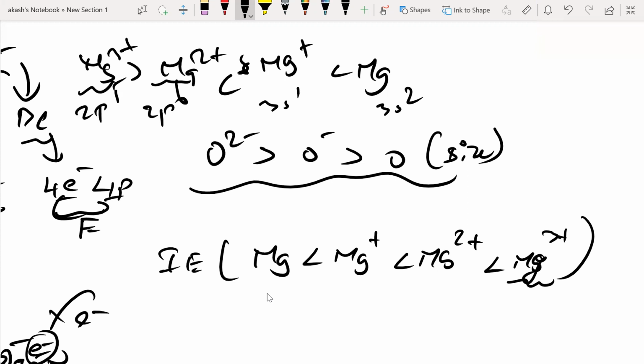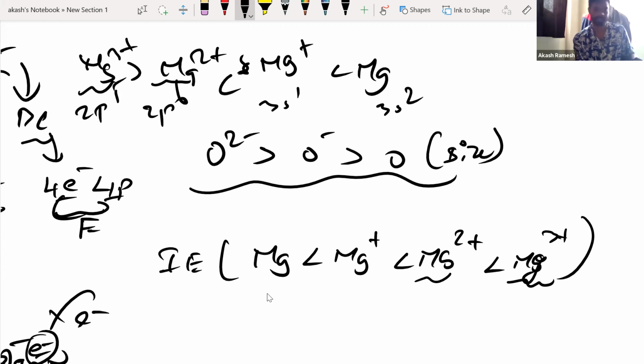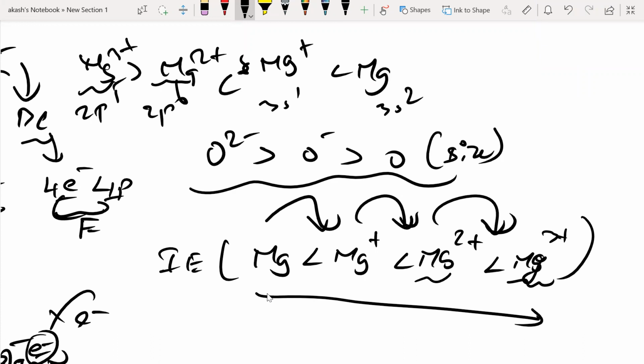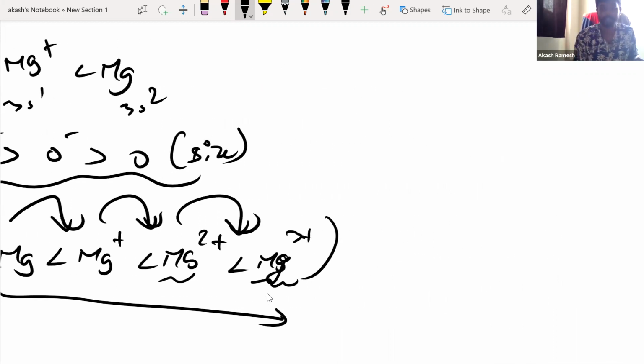Sir, now Mg2 plus actually has completely filled orbitals, right? Absolutely, I'm coming to that point. Generally what I'm telling is that there's going to be an increase, but how much increase happens is again the question. Depending on how much the increase is in the successive ionization energy, you will be able to predict the valency. It's a very good question. Look into this.